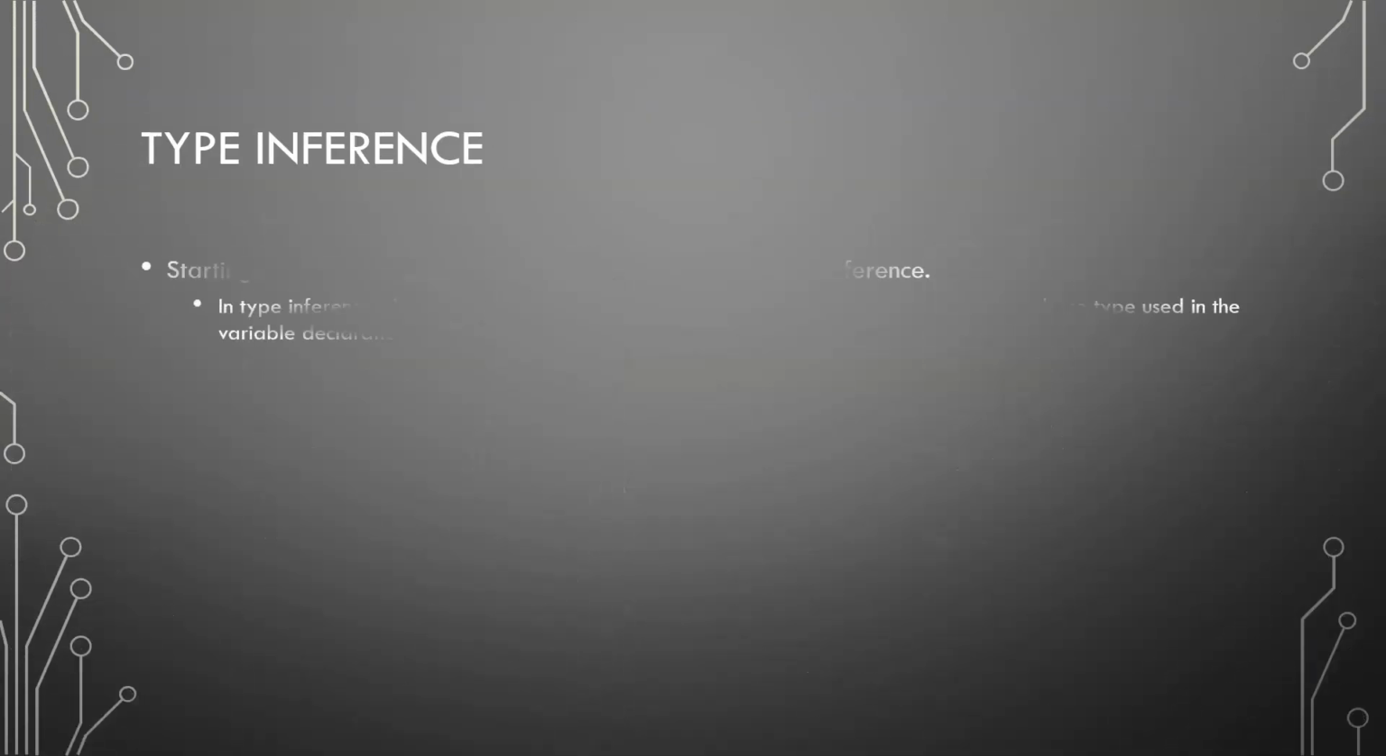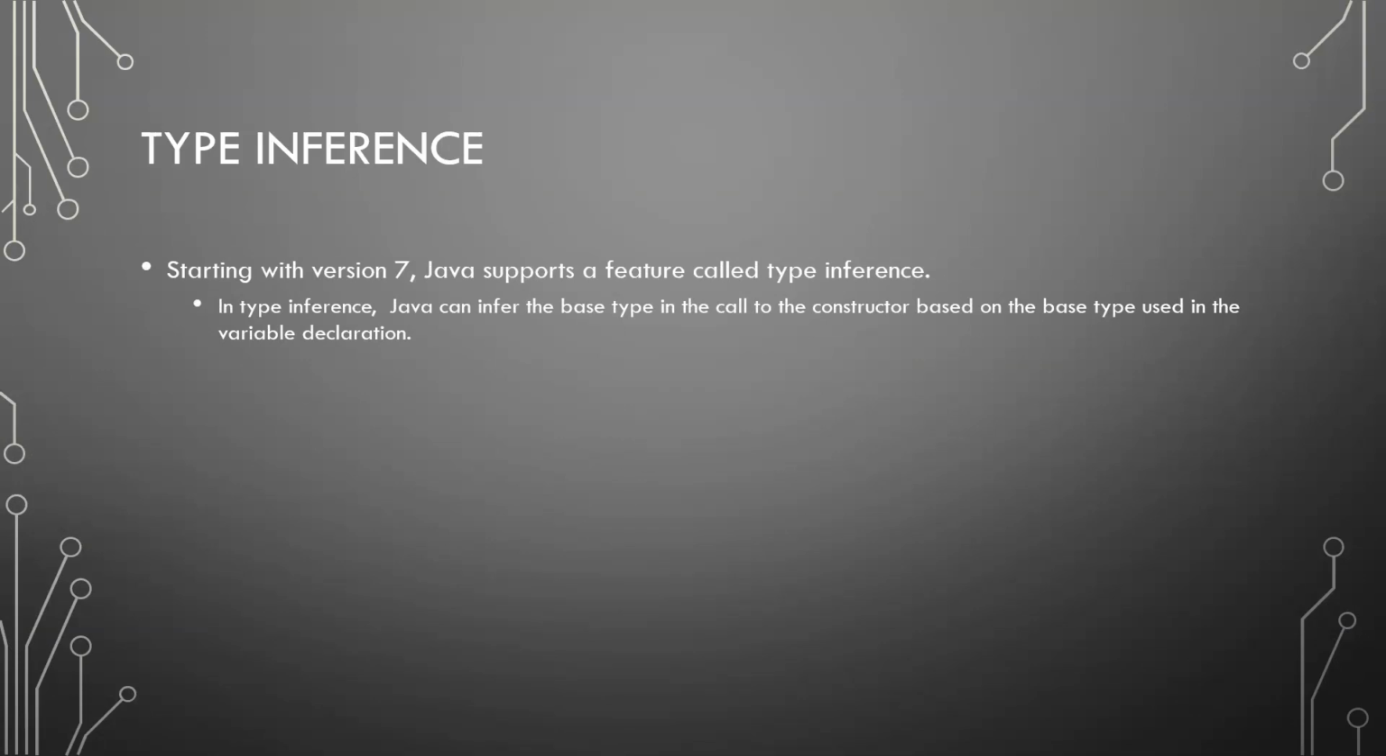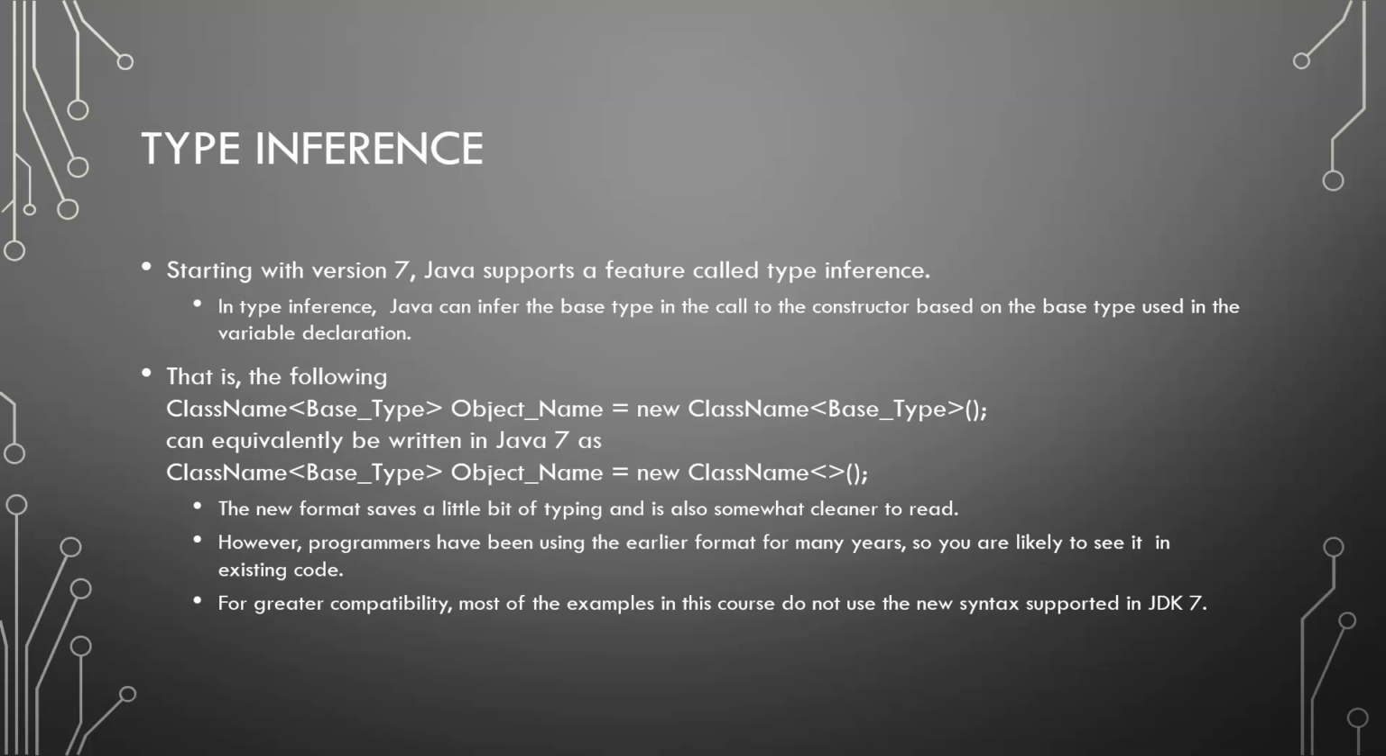All right. So type inference is something that came around with Java version 7. It's a feature. And with that feature, Java can infer the base type in the call to the constructor based upon the base type used in the variable declaration. That is, let's look at the following. ClassName<BaseType> objectName = new ClassName<BaseType>(); can also be written as ClassName<BaseType> objectName = new ClassName<>(); Now, obviously, the new format is going to save us a little bit of typing, and it's also a little bit cleaner to read. It doesn't have quite as much code standing in front of us.